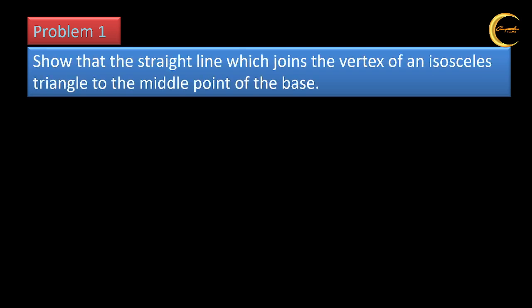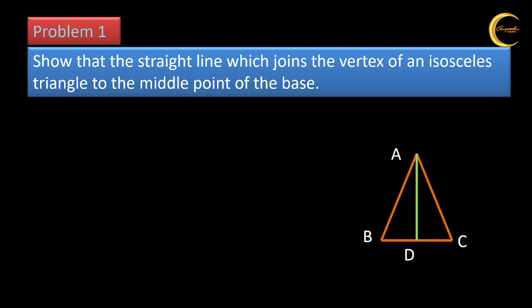This problem says: show that the straight line which joins the vertex of an isosceles triangle to the middle point of the base. Now you see, first I have drawn the isosceles triangle. For any problem related to the theorem, first we have to draw the diagram. So this is our triangle ABC and this is the line AD.